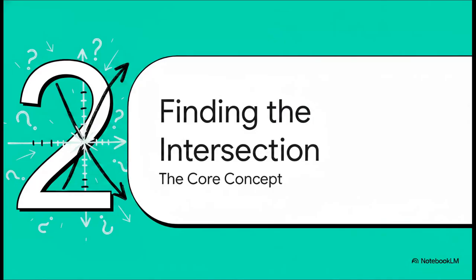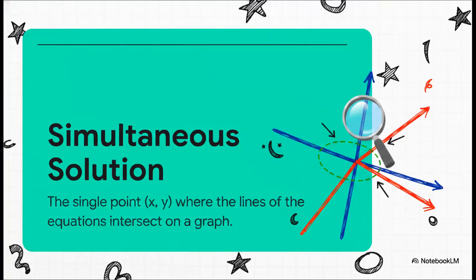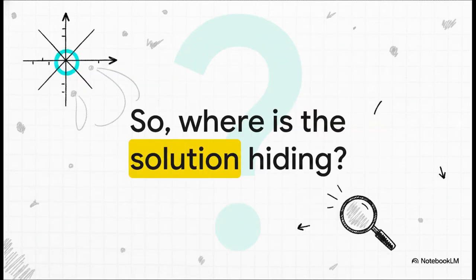Right then, let's get to the core idea here. This is the one simple concept that turns what looks like a tricky question into maybe one of the easiest marks you'll get in the whole exam. Okay, here's the key. The solution to a pair of simultaneous equations, when you've got them on a graph, is just the single point where their lines intersect. That's it. That's the whole secret. That one little spot is the only x and y value in the entire universe that works for both equations at the same time. So, knowing that, where is our solution hiding?